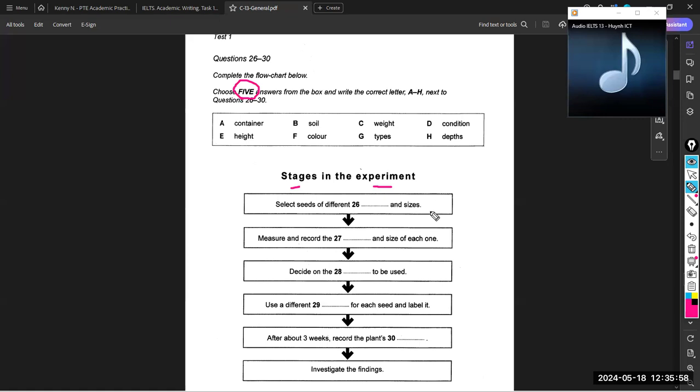Right. So the first thing we have to do is find our seeds. Okay. I think vegetable seeds would be best. And obviously they mustn't all be the same size. So they have to select different sizes and different what? So how many sorts, types, do we need?